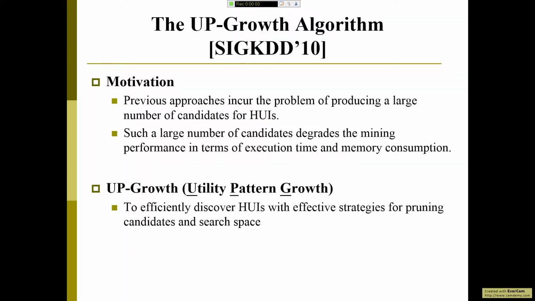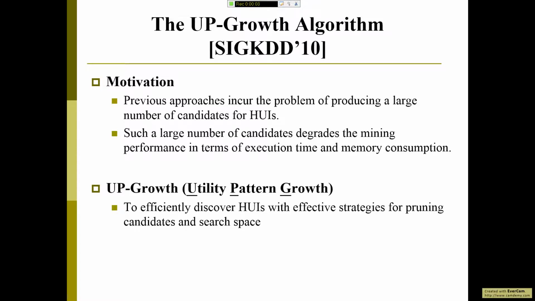The UP-Growth algorithm was published in KDD 2010. The motivation is that previous approaches incur the problem of producing a large number of candidates for HUIs. Such a large number of candidates degrades the mining performance in terms of execution time and memory consumption.